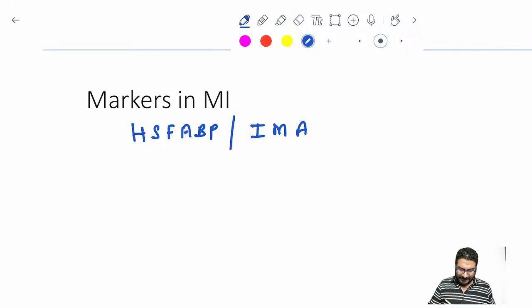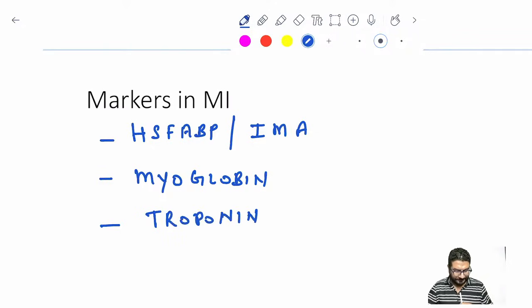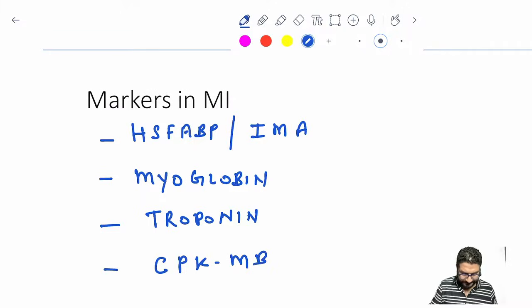Heart specific fatty acid binding protein. Next marker is what we have. We have myoglobin. Then what we have? Troponin. CPK, we have CPK-MB. Then what we have? AST, and the last one will be LDH. So these are the markers which you have to remember.